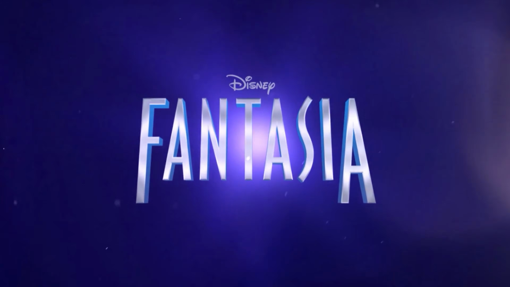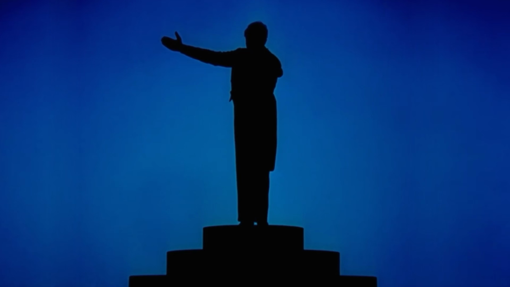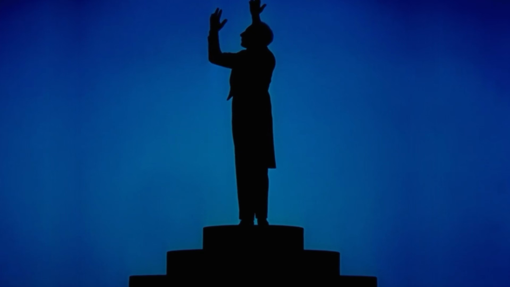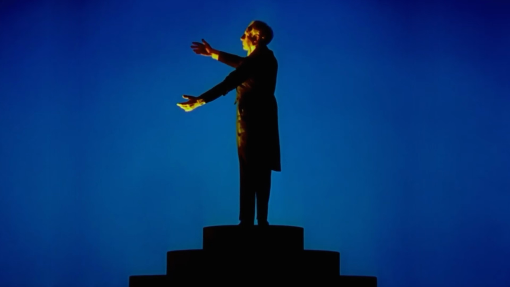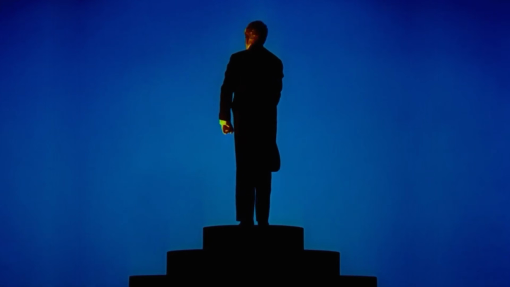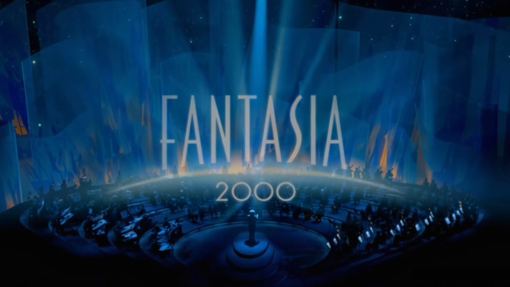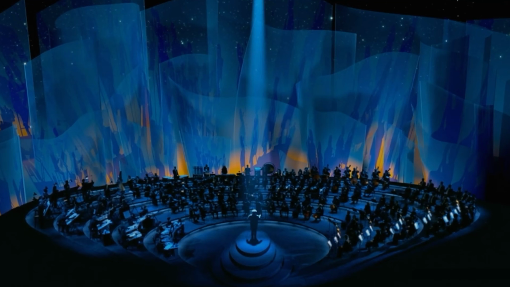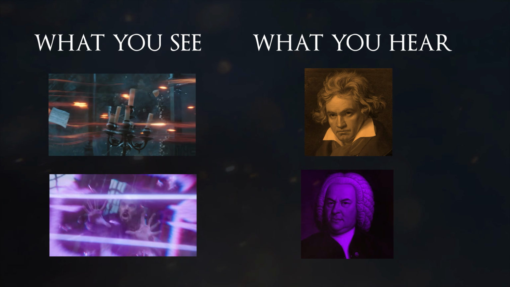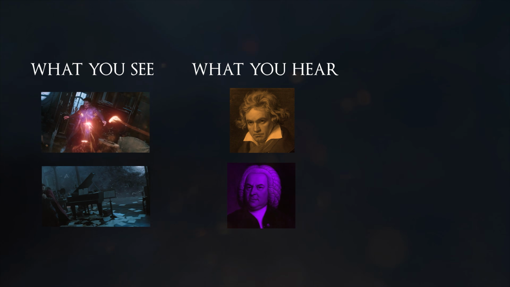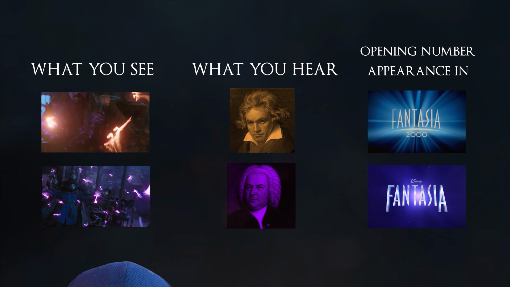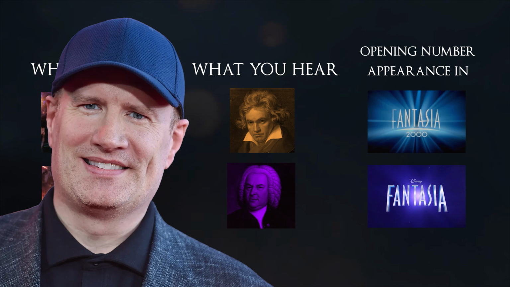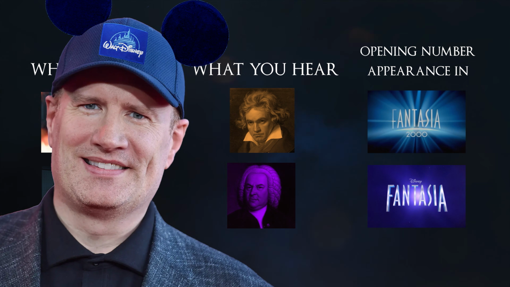For example, in the Disney film Fantasia, Bach's Toccata and Fugue in D minor was the opening number performed by an orchestra. And in Fantasia 2000, a kind of sequel to Fantasia, the opening number is Beethoven's Fifth. So is it a coincidence that these two incredibly popular pieces appear in the Multiverse of Madness scene and in both opening numbers of Fantasia? Or was Kevin Feige maybe attempting to pay homage to his Disney bosses with this reference?